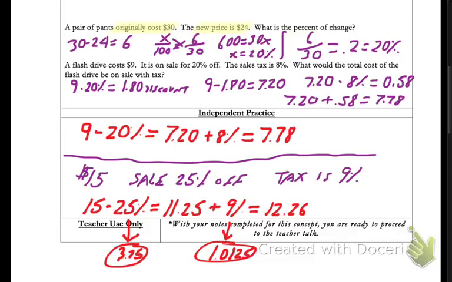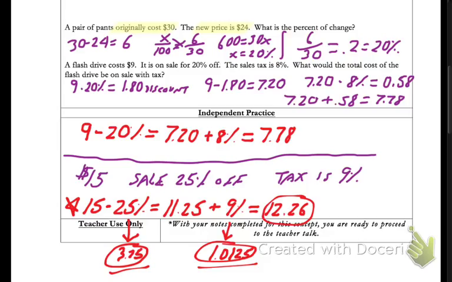Okay, so the answer is $12.26, final cost with tax. And so these are the steps: 15 minus 25%, then hit equals, that gives you 11 1/4, then plus 9% and hit equals, there's your final total. You should have seen the two numbers, $3.75 and $1.0125, which we'd have to round to the nearest penny to make that work.